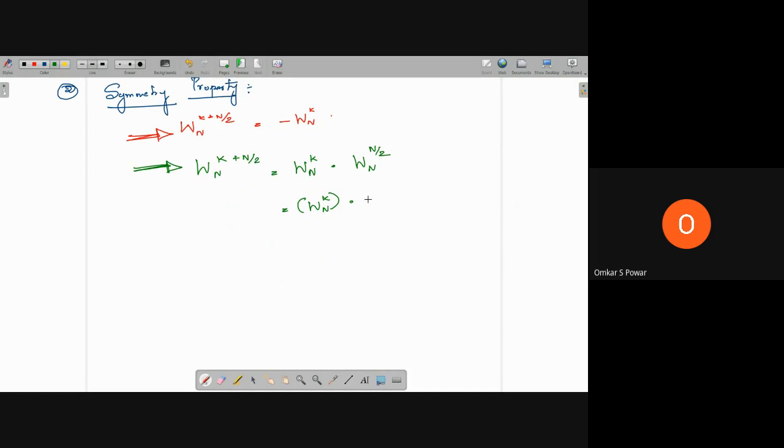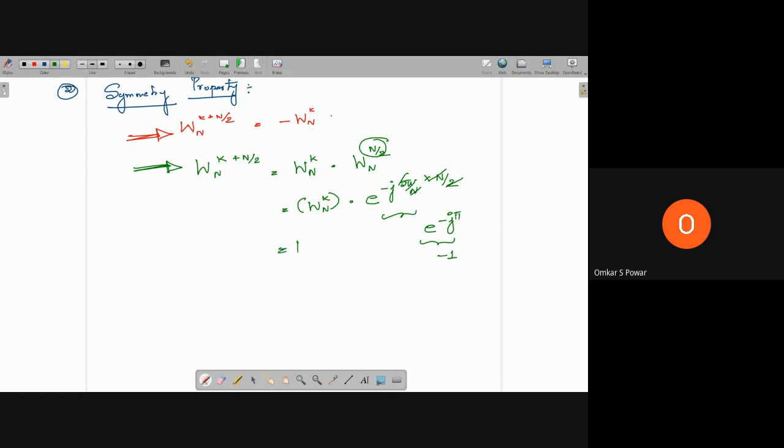Let's just substitute. We know for Twiddle factor Wn is equal to e power minus j 2 pi by n. Then what do you have here? N by 2, so multiply by n by 2. The 2 and 2 get cancelled, n and n get cancelled. What do you have here? E power minus j pi. So cos pi minus j sin pi, which is nothing but minus 1.